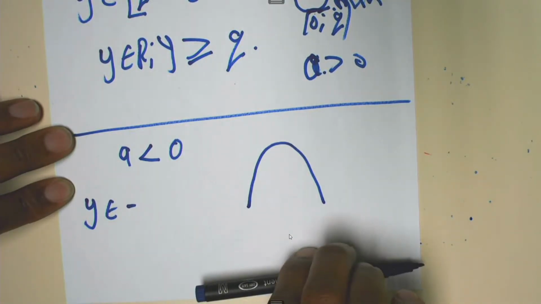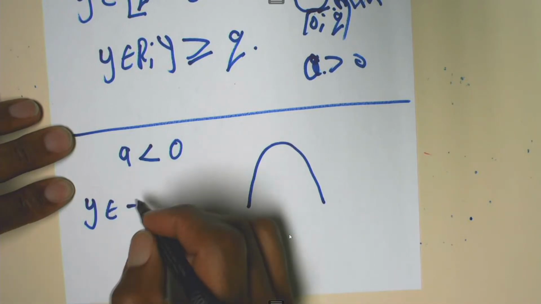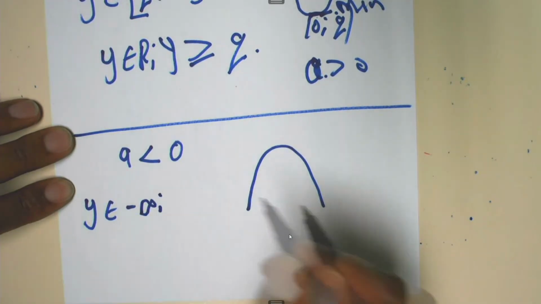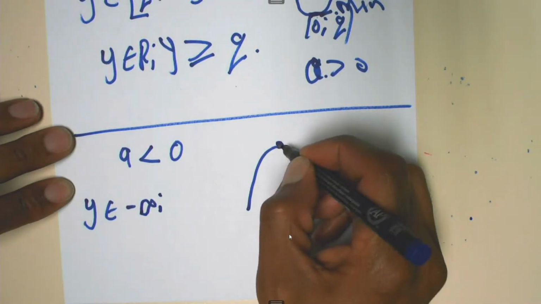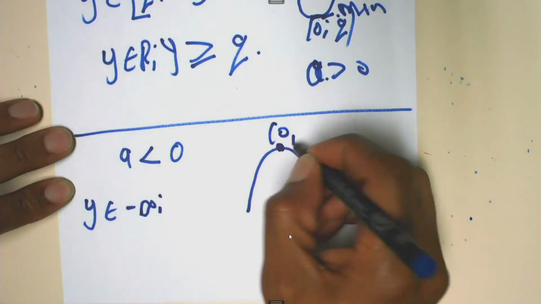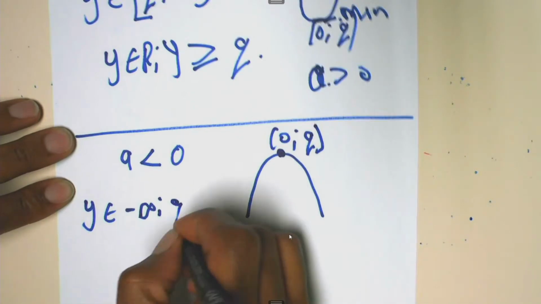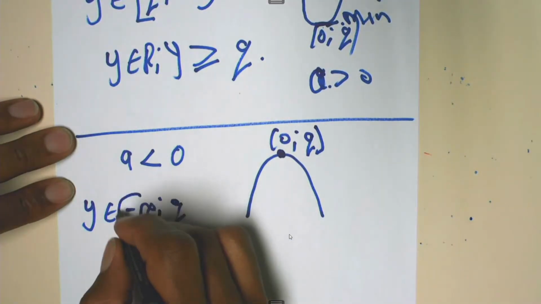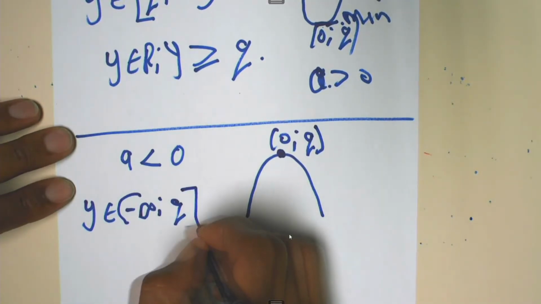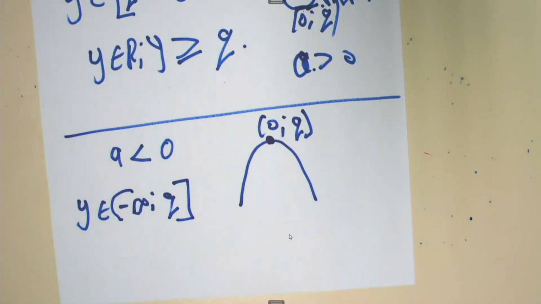Where you start touching the graph, that is where the range starts. Here, start from negative infinity up to where? Up to where the graph ends. What are the coordinates of that? It's (0, q). Then it means you're going to have q there. Negative infinity, round bracket, then q with a square bracket, to say it is a part of the solution.